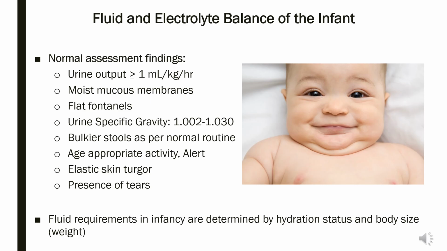One of the best indicators of fluid volume status is a daily weight taken on the same scale, because even small weight changes in an infant can represent significant fluid loss. Because infants can't concentrate urine well and have a higher metabolic rate, they are at greater risk for dehydration, making these assessments critical.